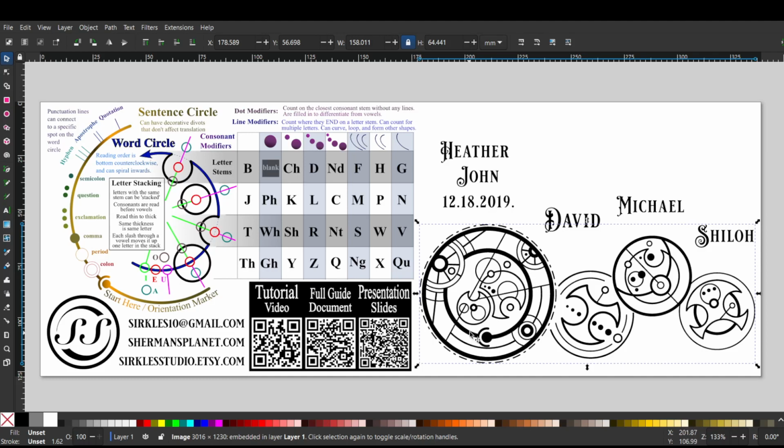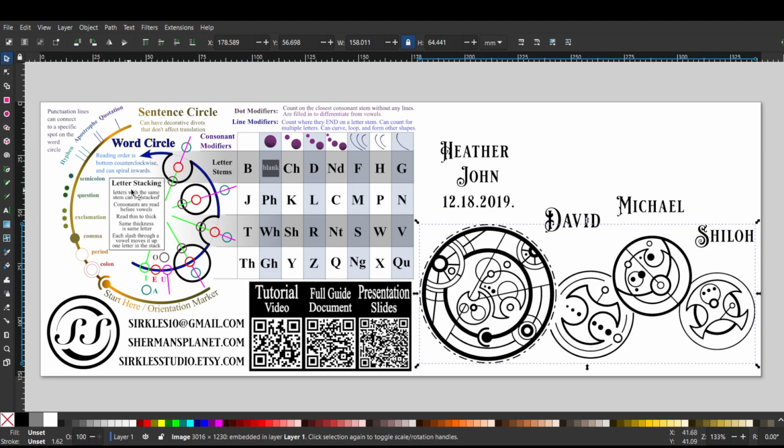So you start at this start marker if one is present. This shape here is the start here orientation marker. And you read bottom counterclockwise. So you start at the bottom and then you go counterclockwise around our sentence circle and around our word circles inside that sentence. So here's our start, and if we start going this way, this is actually the first letter we hit, the first letter of our first word. So here's the bottom of it, and this is our first letter of our first word.